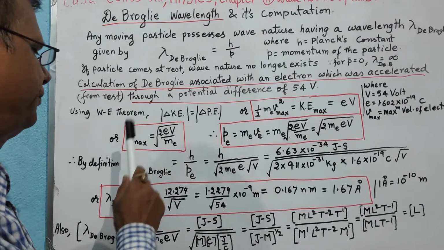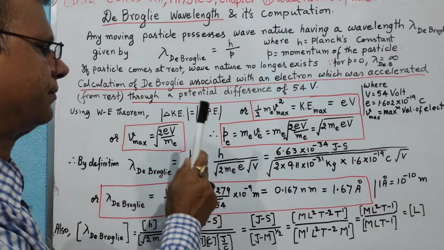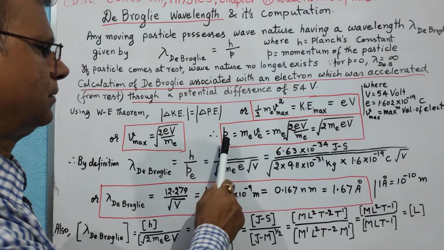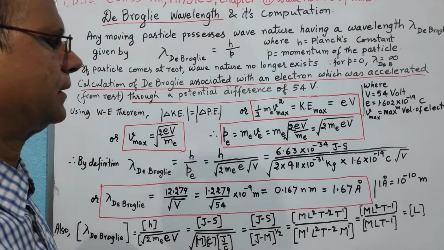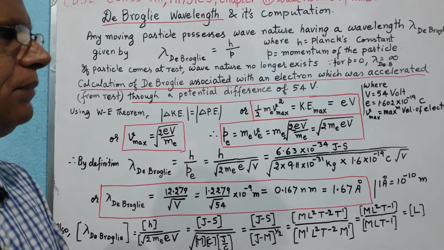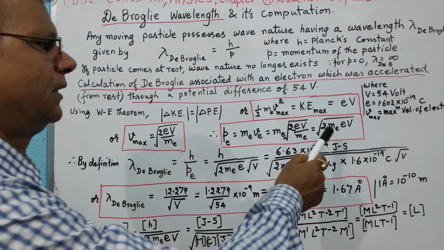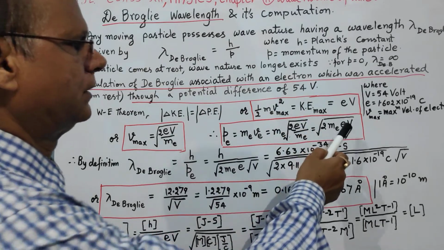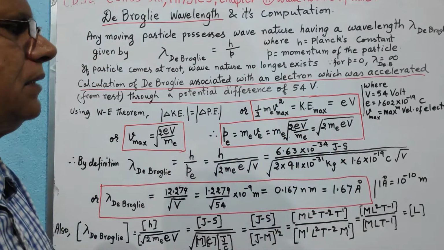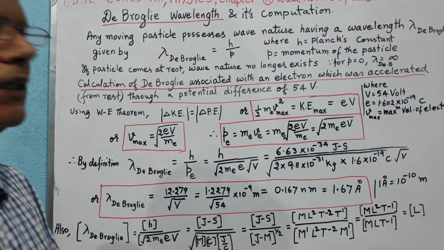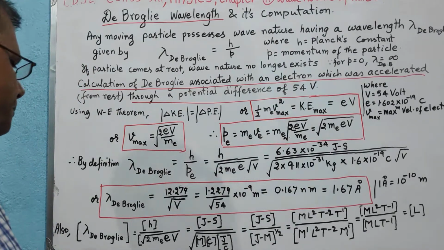And therefore, if we know this velocity, we can find the product of mass into velocity. This gives us the momentum possessed by the accelerated electron, and that becomes equal to under root 2 m_e e V. m_e is the mass of the electron, e is the charge carried by an electron, and V is the potential difference across which the electron has been accelerated.